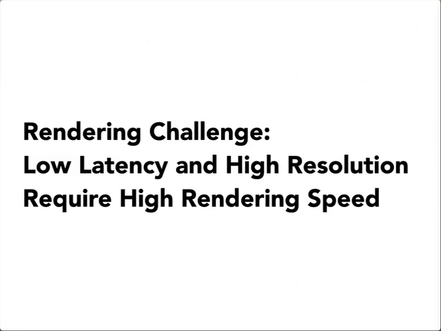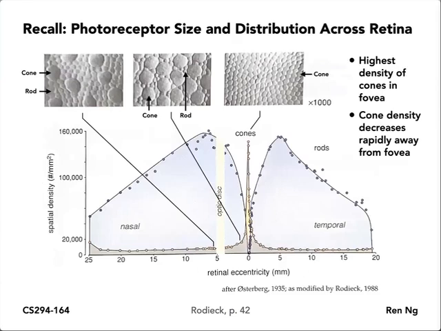One of the big rendering challenges, again, let's dig into this more, is that low latency and high resolution require really high rendering speed. And you might imagine that engineering challenges to try to reduce the total required rendering speed or rendering throughput could leverage something that we've looked at and talked about last time, and all the way back to our color introduction lectures. That's that the photoreceptor size varies across the retina in a very extreme fashion.